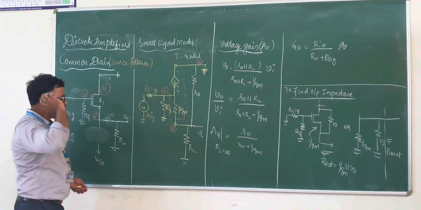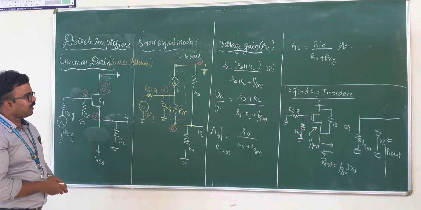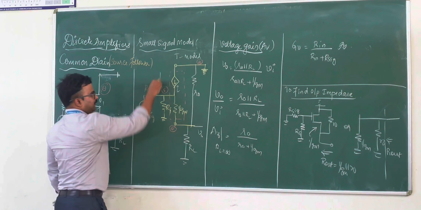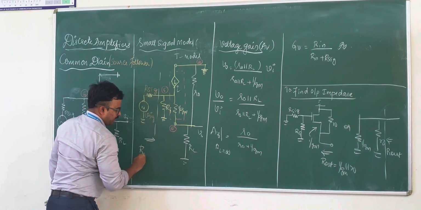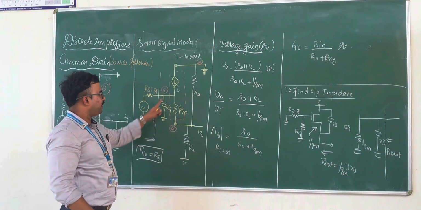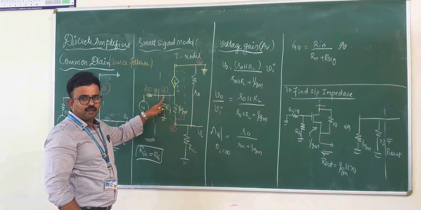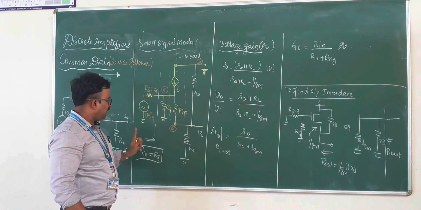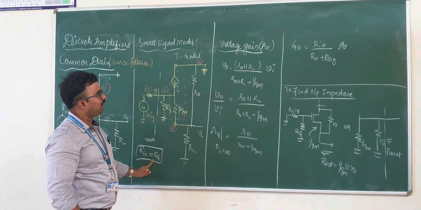Now, in order to find the input impedance, we just draw the dotted line. Since whenever you give input to the gate terminal, the input impedance is Rin equal to RG. Okay, Rin equal to RG.